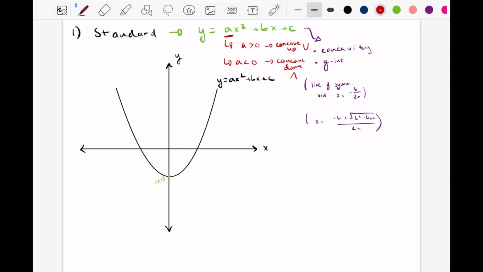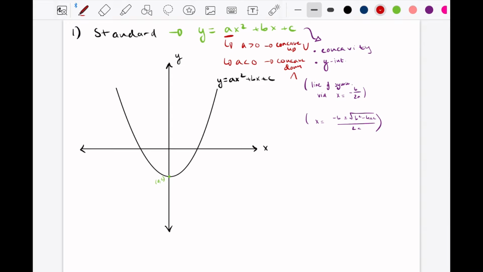What else we can see from this form is the y-intercept, which is represented by c. Again, the y-intercept is simply when x is equal to 0, and in this case, when x is equal to 0, all of these terms would be 0, and we would just be left with c. So we can see that we have c right here.